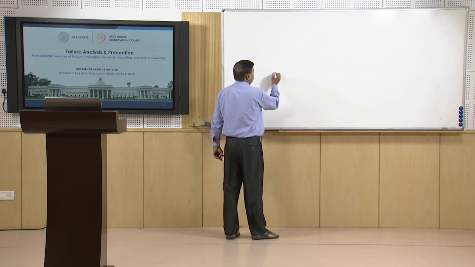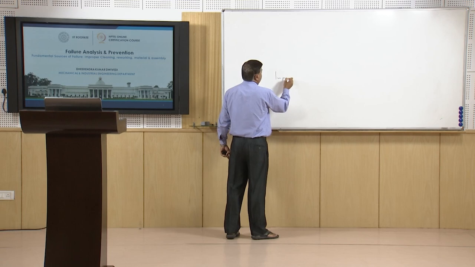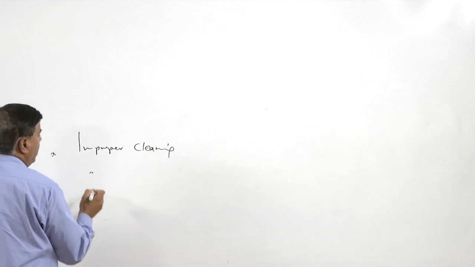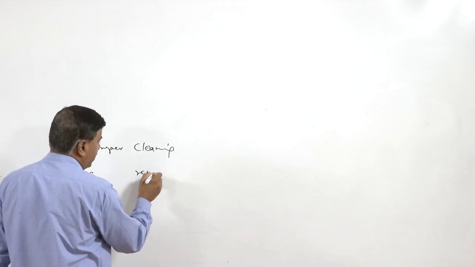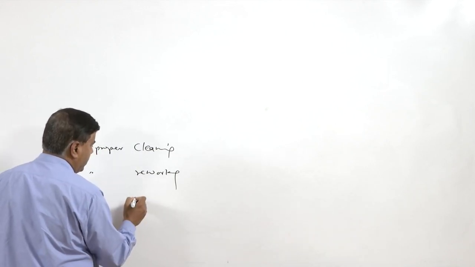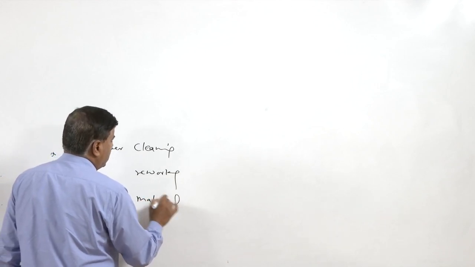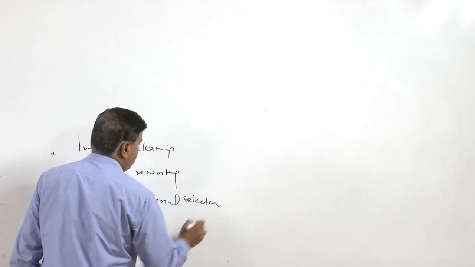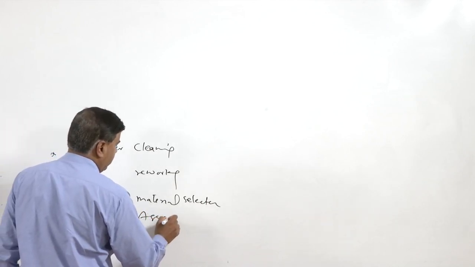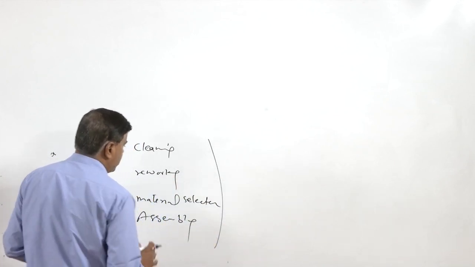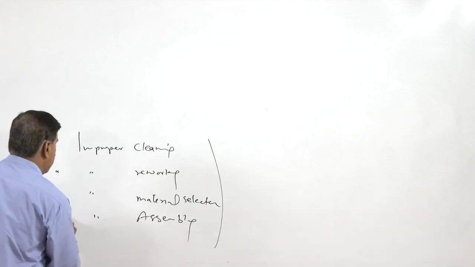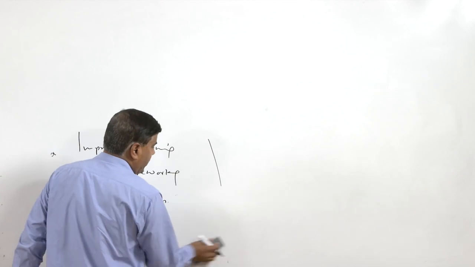In this one, we will be taking up improper cleaning procedures, if they have been applied, improper reworking methods, if they have been applied, then improper material selection, if it has been made, because then also the component can fail, and then improper assembly of the components. So, these are the four aspects about which we will try to talk. Let us see how much we can talk about in this presentation.